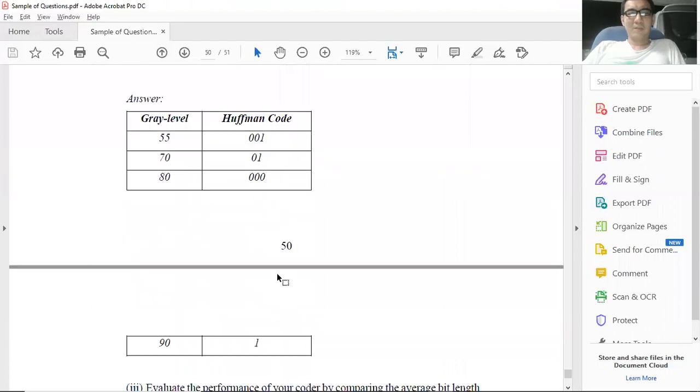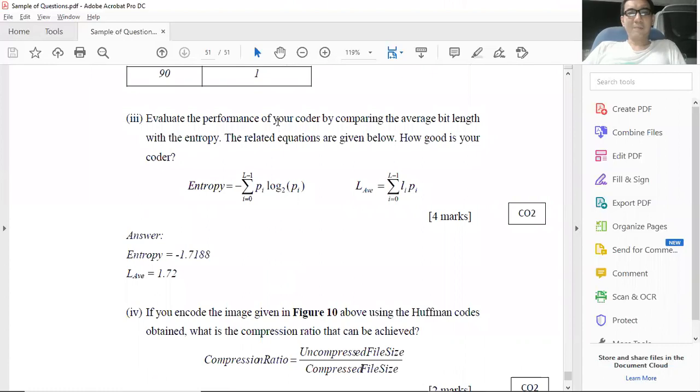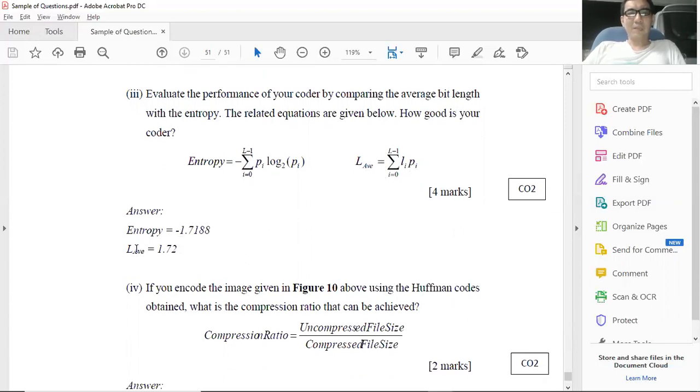All right. So this is the one that is slightly different. Evaluate the performance. How do you evaluate? So you calculate the entropy, and then you calculate the average bit rate. So what is the average bit rate? That is, you take the Huffman code length, you multiply with the probability. So that is the average. So you can see the Huffman average is always higher than entropy.